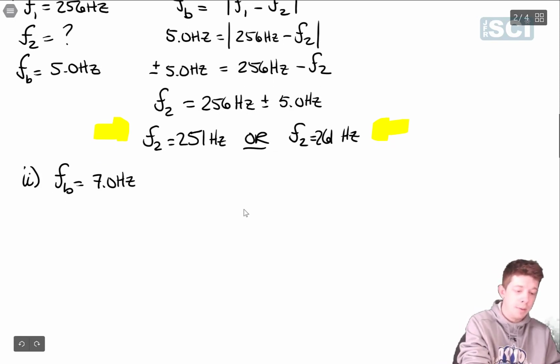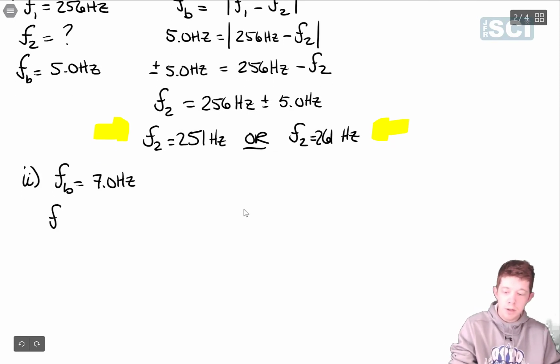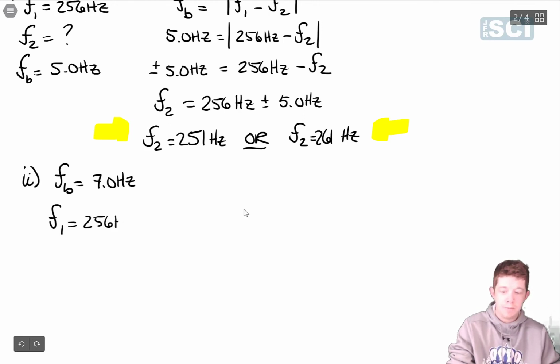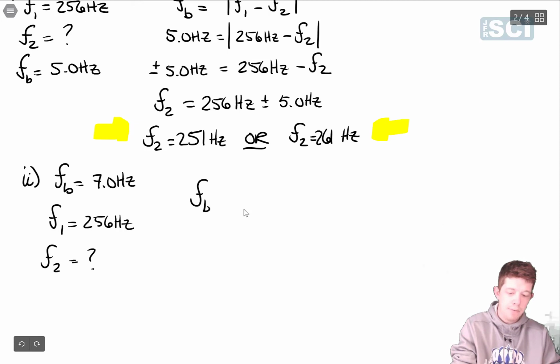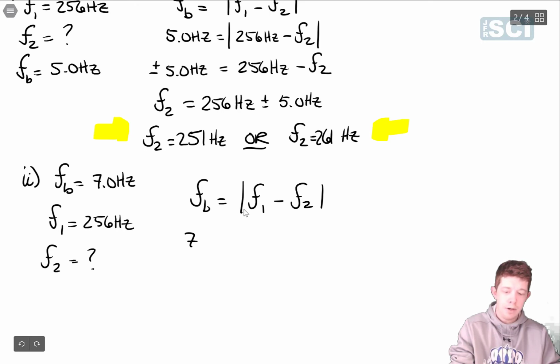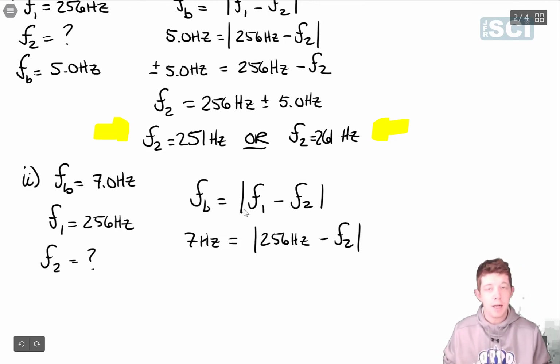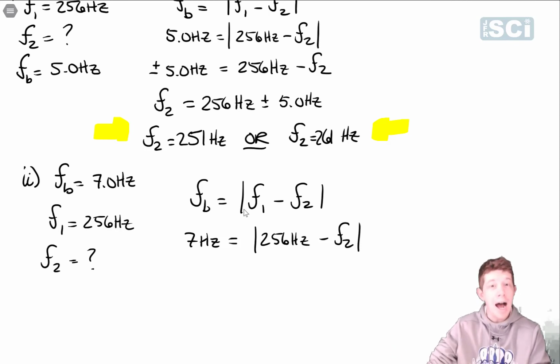So let's try this experiment again. So we know that the original tuning fork was still 256 hertz. And this is going to allow us to try to identify what exactly could be the second tuning fork. So we'll say the beats is equal to the absolute value of F1 minus F2. So that gives us 7 hertz is equal to 256 hertz minus F2. Now again, because we heard 7 hertz doesn't mean that tuning fork 2 is a higher frequency or a lower frequency. It just means that it's off by 7 hertz compared to that first tuning fork.